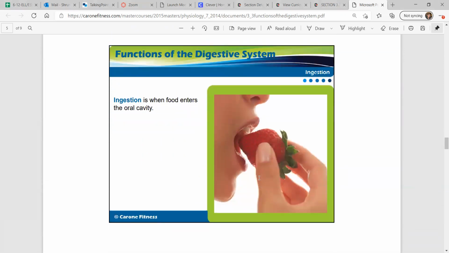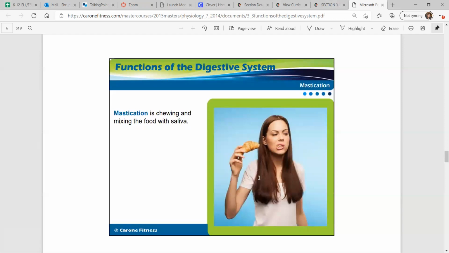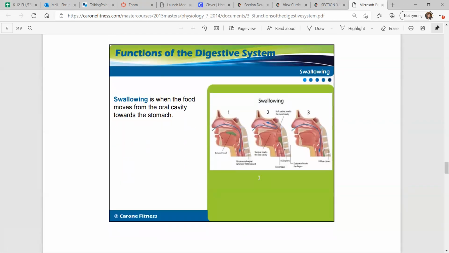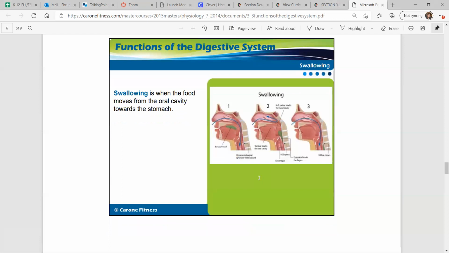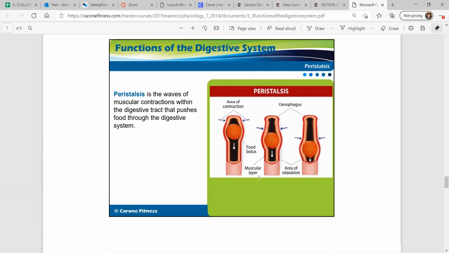Ingestion is when you eat food and food enters your oral cavity. That's referred to as ingestion. Mastication is chewing, mixing your food with saliva, which makes it easier to break down. Swallowing is when the food moves from your oral cavity towards the stomach. Peristalsis is the waves of muscular contractions within the digestive tract that push food through the digestive system. So the muscles moving the food towards your stomach, that's known as peristalsis.